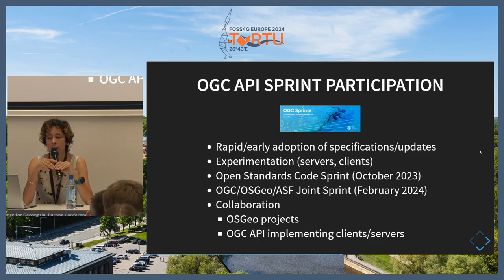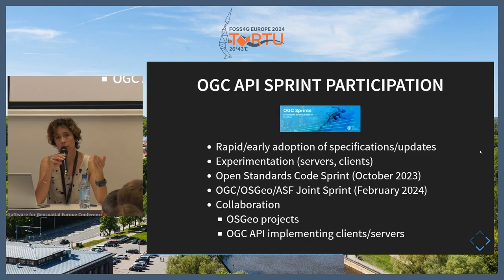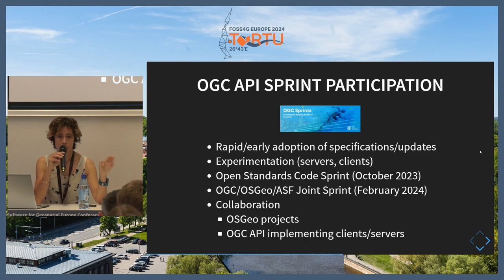So there was a code sprint in October last year, and pygeoapi was there, and also, as usual, in the joint code sprint. So this is a code sprint along with OSGeo and the Apache Software Foundation. And this year it was in February, and pygeoapi was there as well.